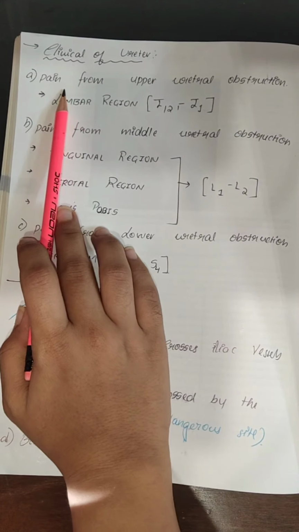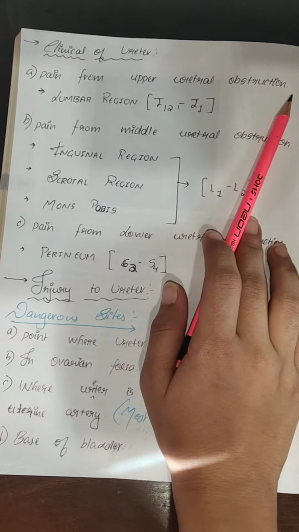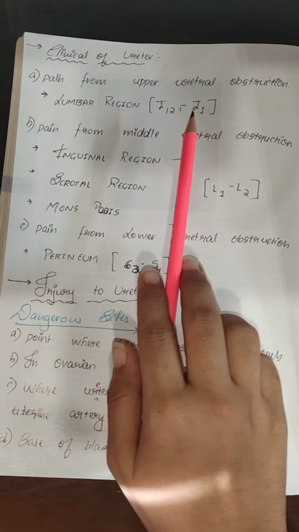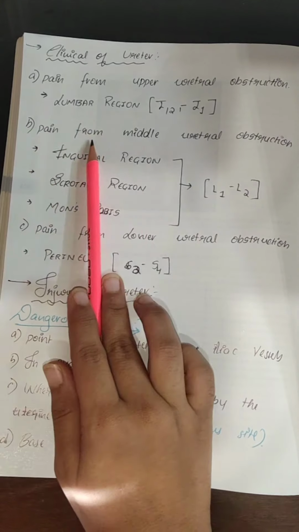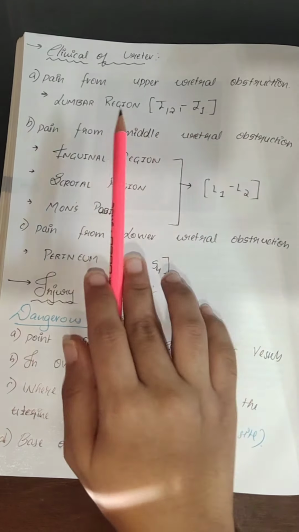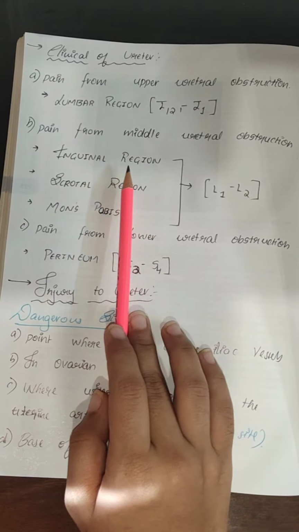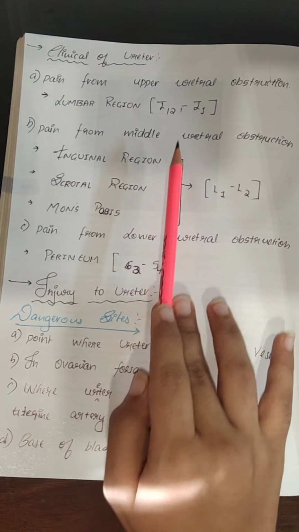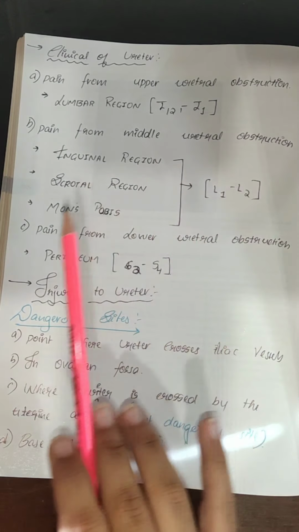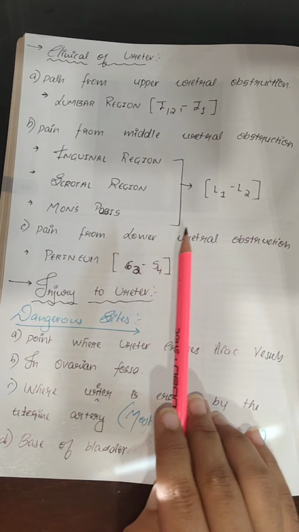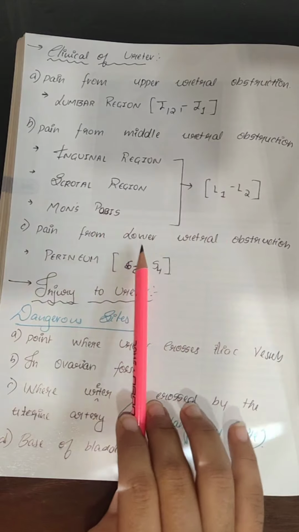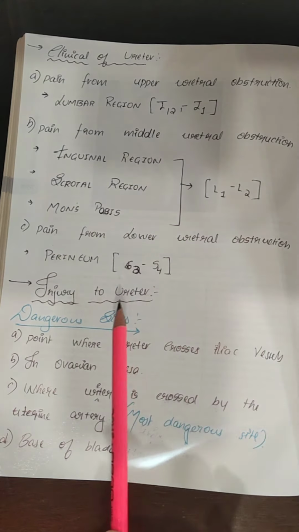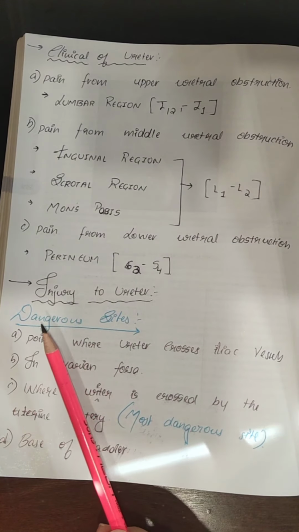First, when the pain occurs from the upper ureteral obstruction, it is mainly in the lumbar region, that is from T12 to L1 vertebra. When the pain occurs from the middle ureteric obstruction, it mainly occurs in the inguinal region, scrotal region and mons pubis in female, near L1 to L2 vertebra. When the pain occurs from the lower ureteric obstruction, it mainly occurs in the perineum area, that is from S2 to S4. When there is injury to ureter, there are some dangerous sites.